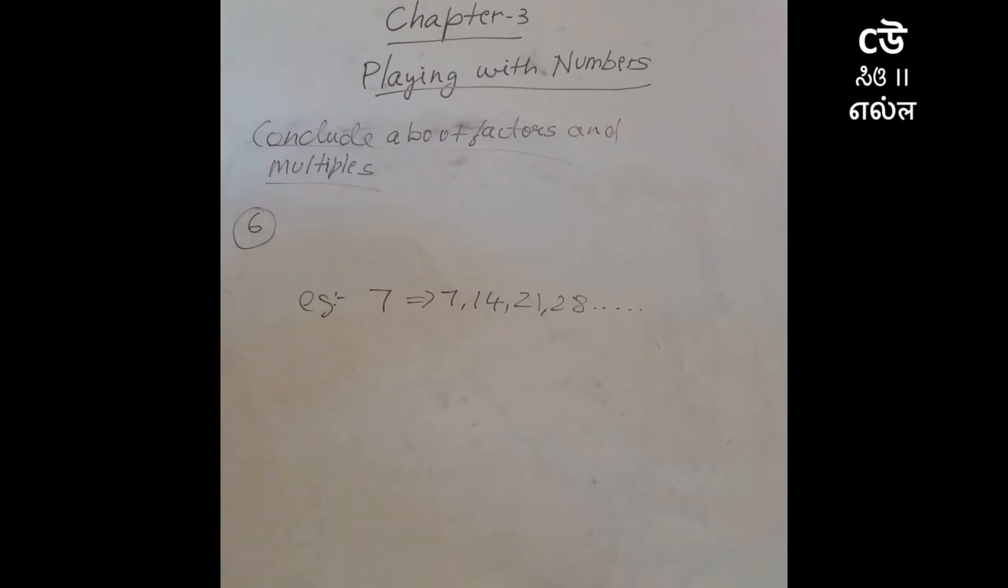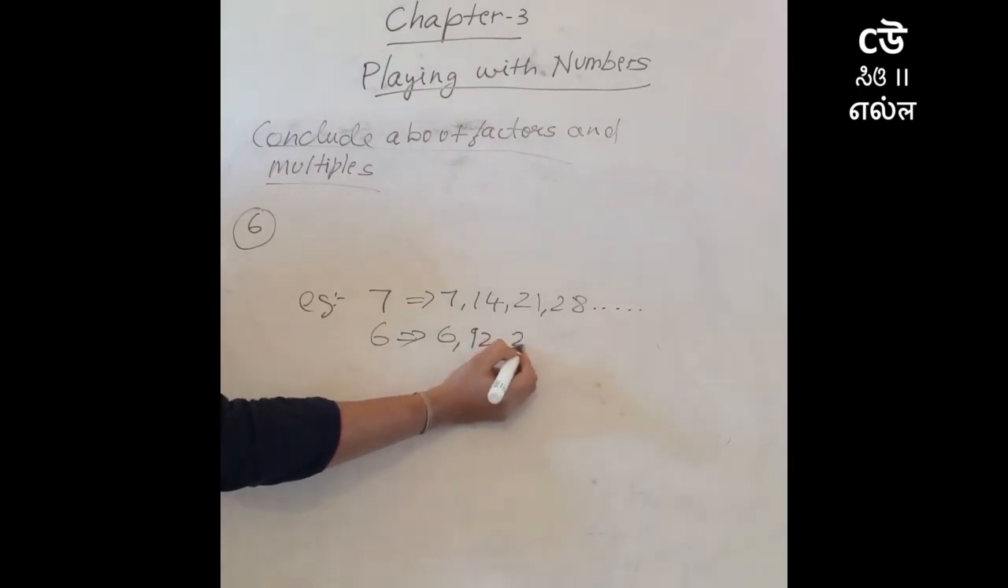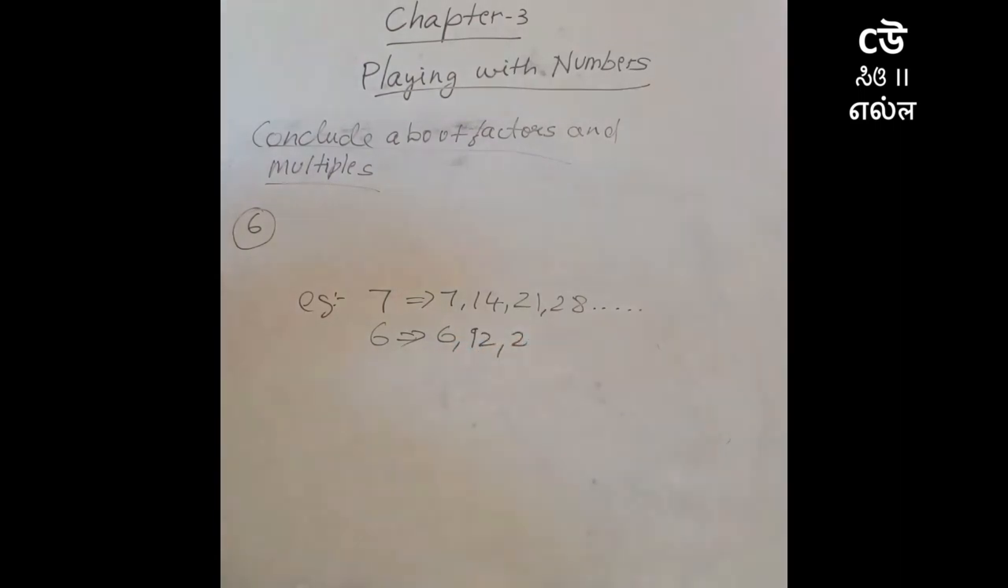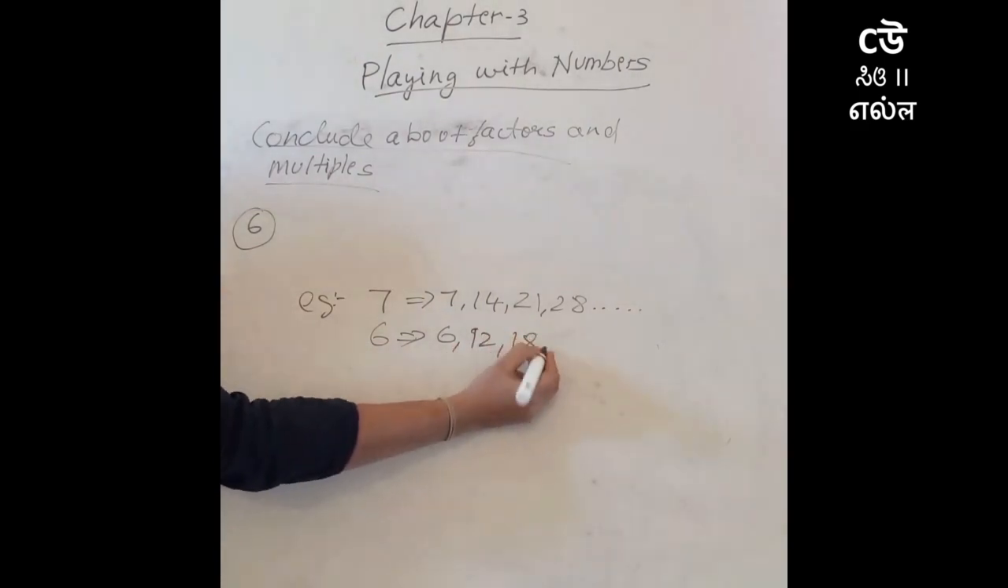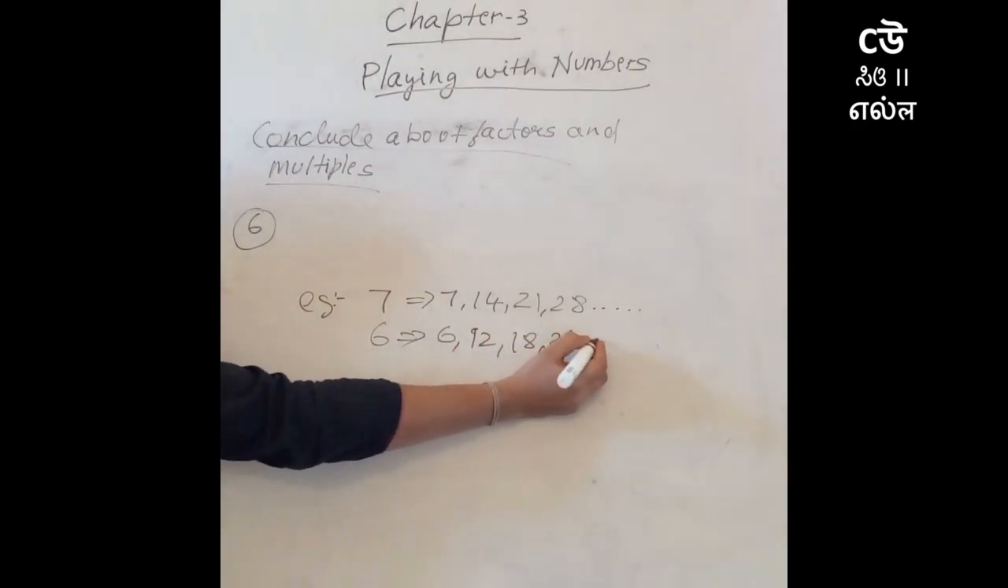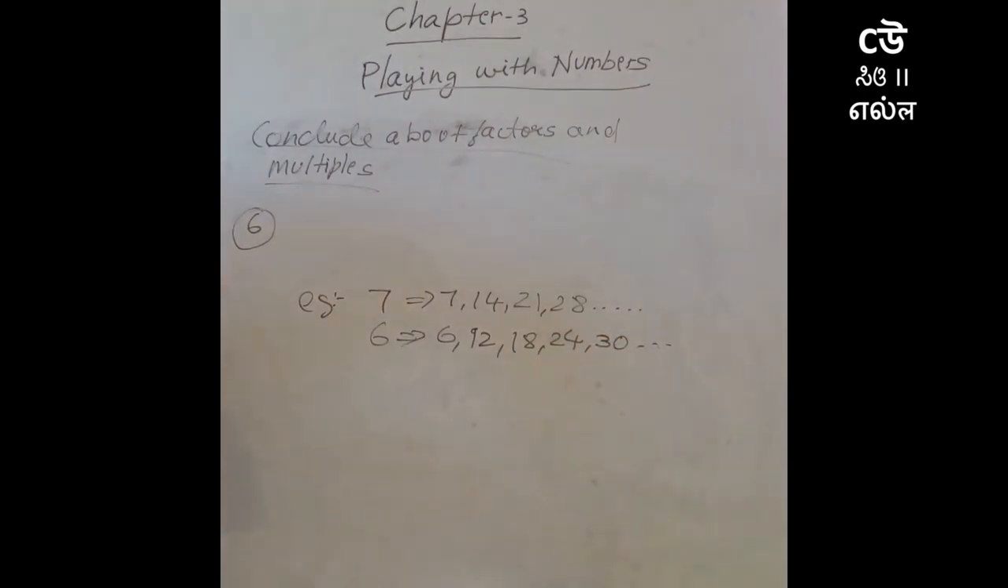I'll take 6, okay? What are the multiples of 6 we have, children? 6 1s are 6, 6 2s are 12, 6 3s are 18, next 24, next 30, next it keeps on going.